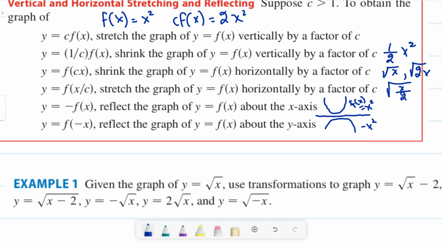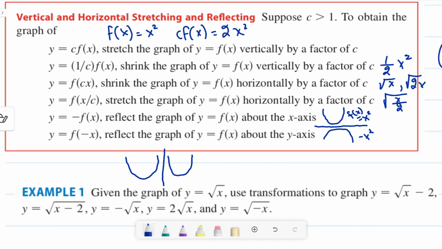And y equals f of negative x reflects the graph of y equals f of x about the y-axis. So I'd have this to be f of x, and this is negative. This is f of negative x.